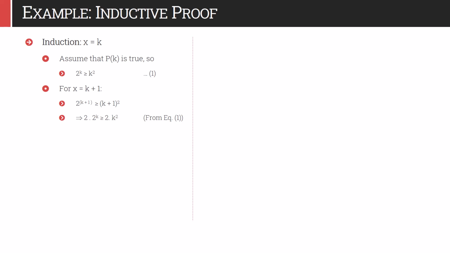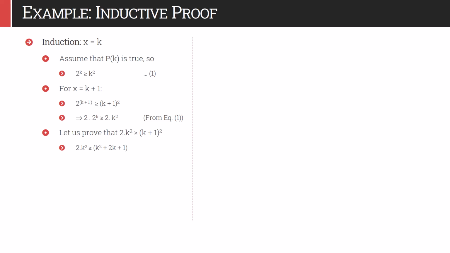2 power k plus 1, we can always write as 2 into 2 power k. And we already know that 2 power k is greater than or equal to k square from equation 1. So 2 into 2 power k would definitely be greater than or equal to 2 into k square. Right? We are just utilizing equation 1 here. On the right hand side, we have k plus 1 whole square. So we have to prove that 2 into k square is greater than or equal to k plus 1 whole square. Then we can say that the statement is true for n is equal to k plus 1 also. So let us simplify it.